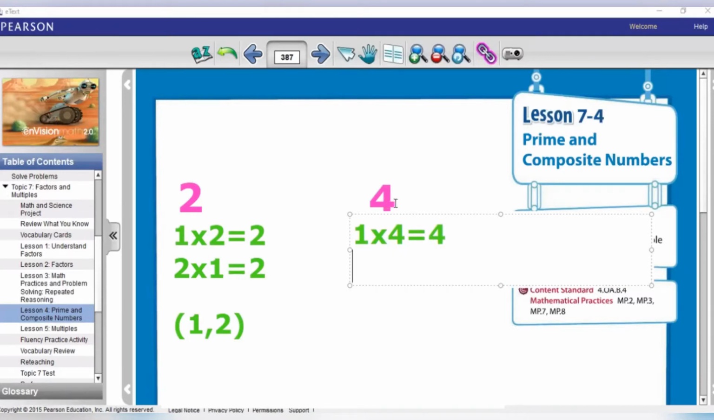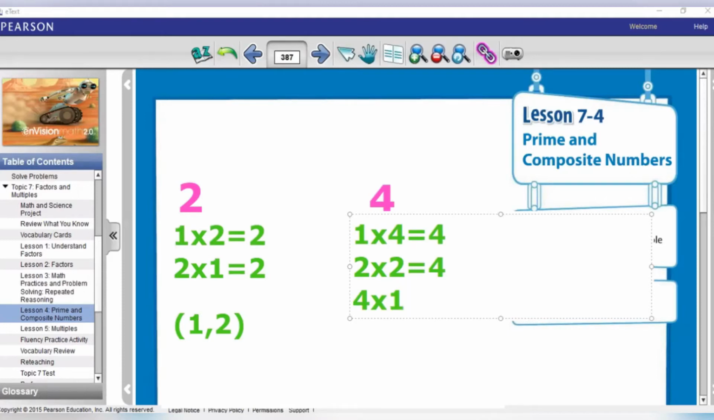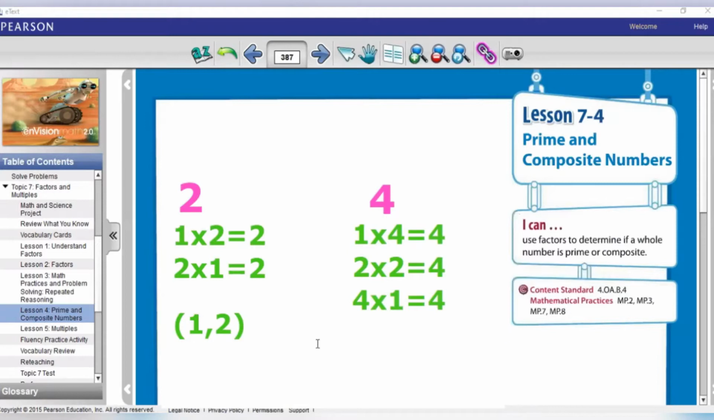I will ask myself, is 4 divisible by 2? Yes, because 4 is an even number and all the even numbers are divisible by 2. 2 times what equals 4? 2 times 2 equals 4. What comes after 2? We have 3, but 4 is not divisible by 3. After 3, we have 4. 4 times what equals 4? 4 times 1 equals 4. From here, I can write the factors of 4, which are 1, 2, and 4.